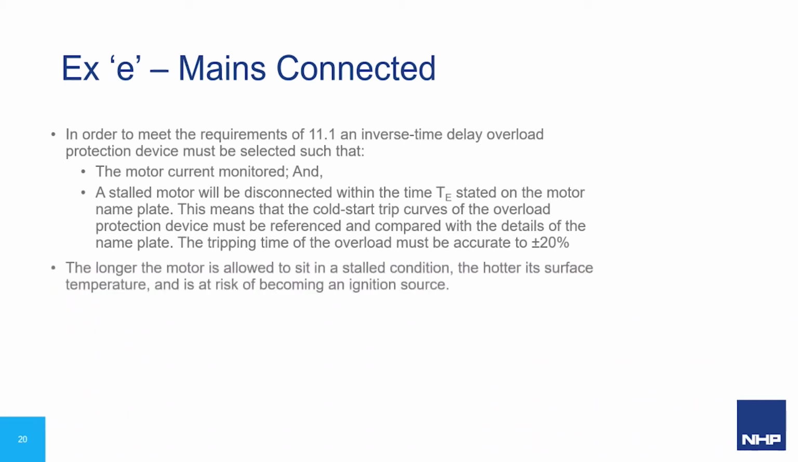So these are required as the longer the motor is allowed to sit in a stalled condition where it is experiencing its locked rotor current, the hotter its surface temperature will get and hence is at risk of becoming an ignition source. So we want to stop this condition occurring at a time TE stated on the motor nameplate before the surface temperature exceeds the rated temperature class.